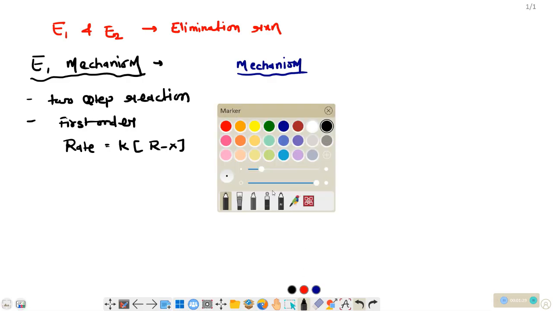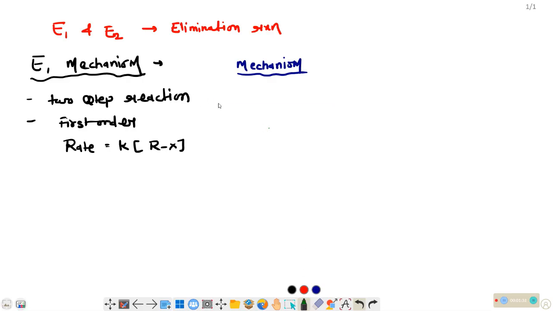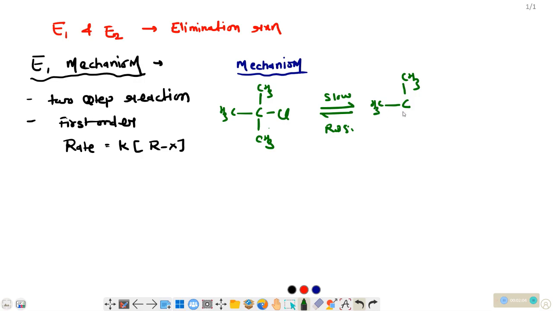So here, we can take any alkyl halide. Here is CH3, CH3, here is CH3. So this first step is a reversible step, which is a slow step, and this one is the rate determining step. So first it will form a carbocation here, like in the SN1 reaction. Carbocation will form.